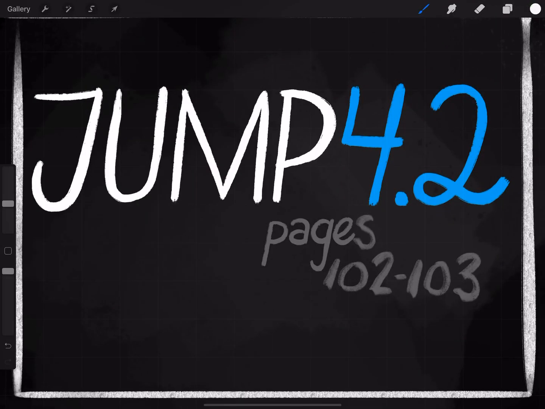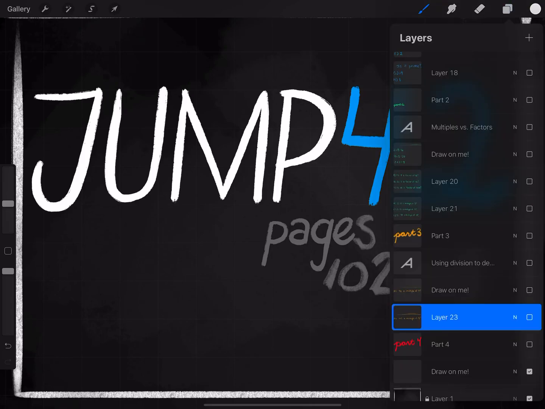Good morning. Here's our lesson 4, pages 102 through 103. And at the top of the page it says prime numbers and composite numbers, which I'll explain in just a sec.